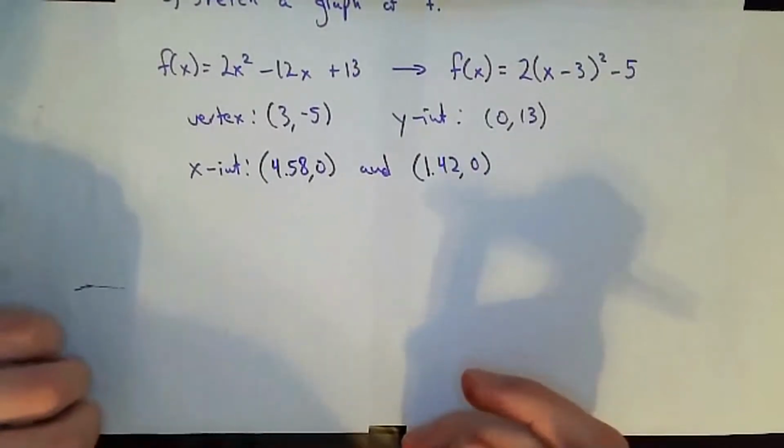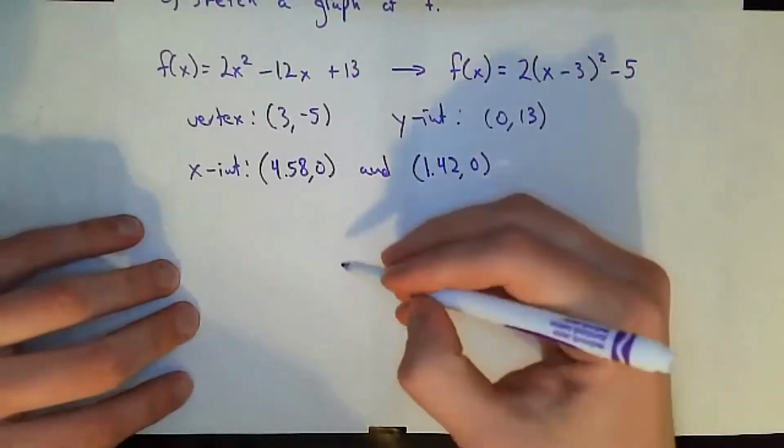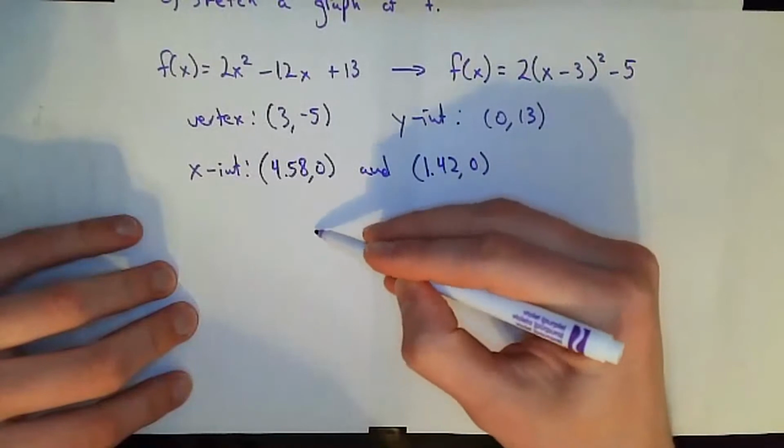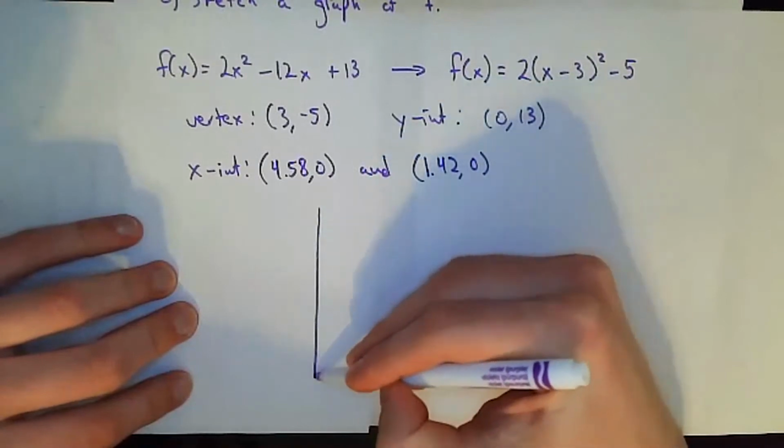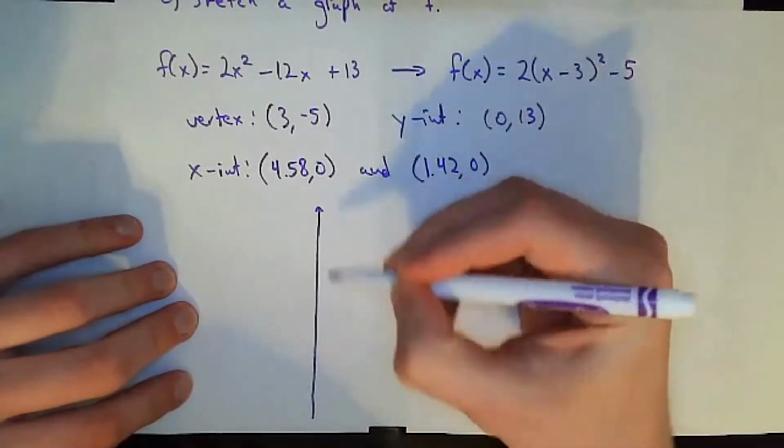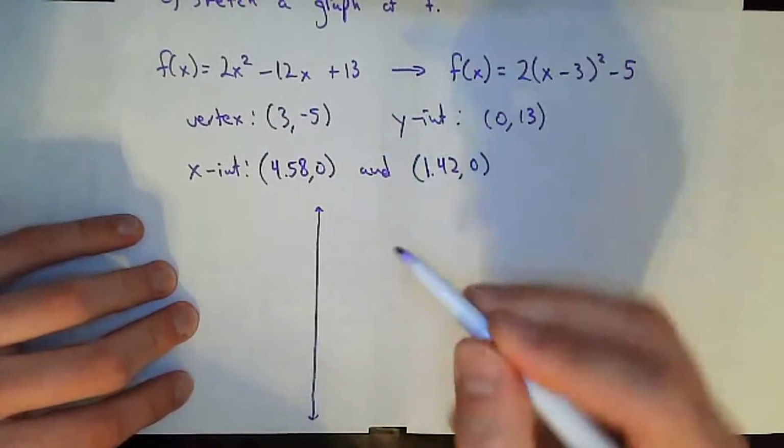So putting all this together, I can now sketch a pretty nice graph. So hang on, give me a second. Let me see. I need to think about a fairly big y-axis because I want to try to get that y-intercept on there.